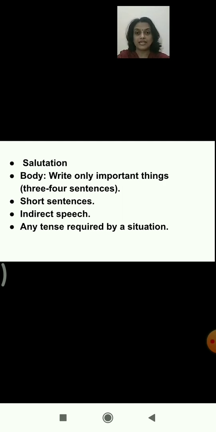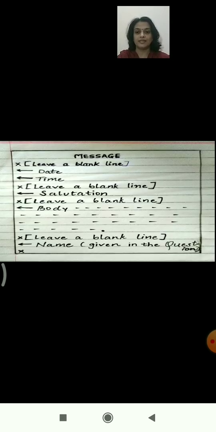And while writing, the speech will be indirect speech. And you can use any tense while writing, according to the situation's requirement. So these are the important points which we have kept in our mind. Yes, you have kept them in your mind? Yeah. So these are the basic points which you have to keep in your mind while writing a message.